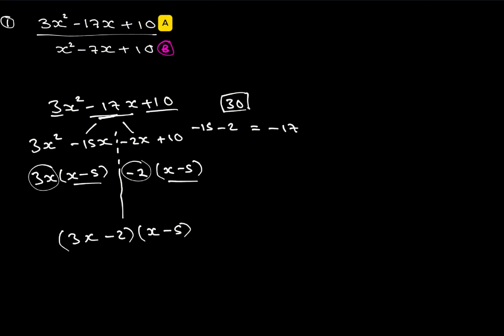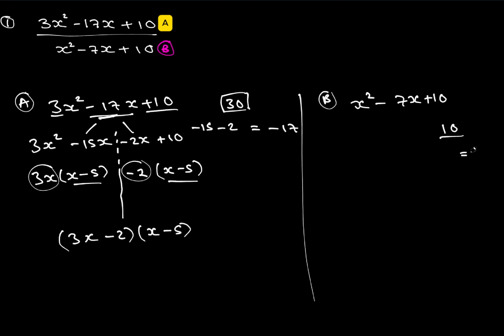And we'll do the same to the denominator. So I'll just write it here. So this is b, the denominator we're talking about. Let's just label the numerator as a. We've got x squared minus 7x plus 10. We need two numbers that multiply to give us 10, but they need to add to give us negative 7. In this case, it's got to be 5 and 2. Both are going to be negative. That means my bracket is going to be x minus 5 and x minus 2.